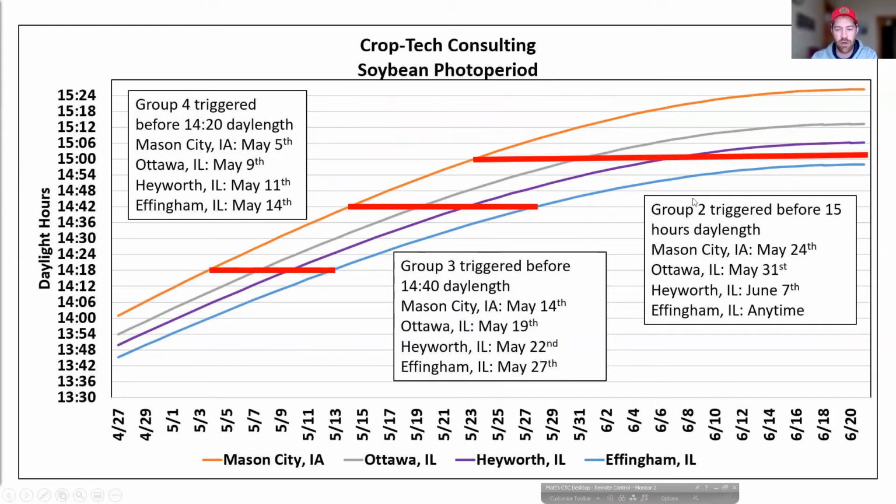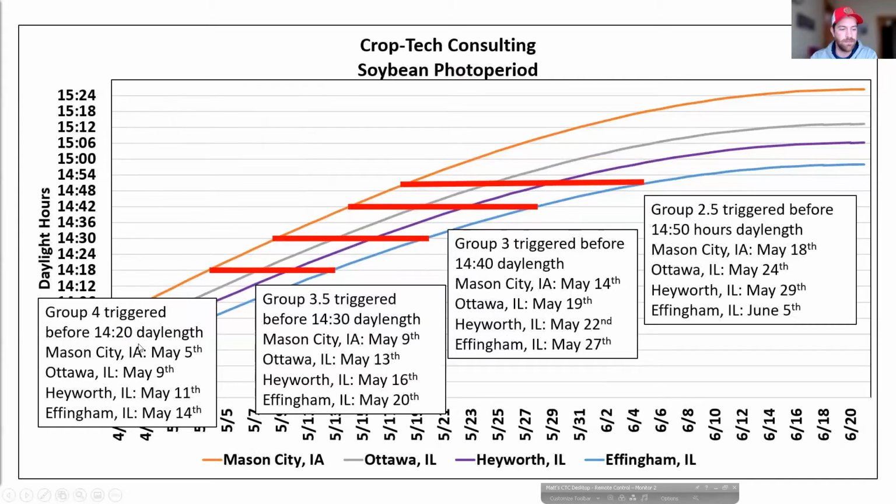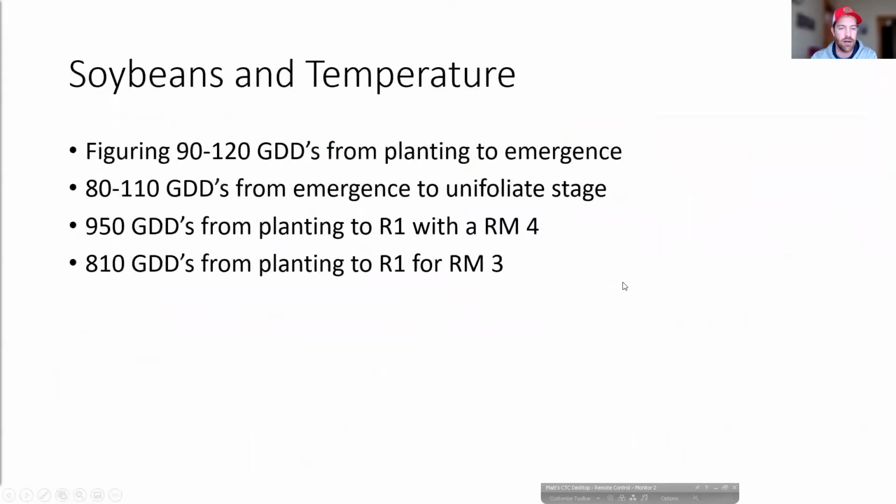And then go to an earlier season being a group 2, that's going to be triggered by 15 hours of day length or the 9 hours of night length. For Mason City, Iowa, that'd be May 24th, Ottawa, May 31st, Hayworth, June 7th, and Effingham, this is going to happen anytime, because we're always going to be shorter than that 15 hours of day length in Effingham. So when we break it down, we realize these are the trigger dates for the different maturities, and we can split those groups in half and look at 3.5s and 2.5s and how they compare.